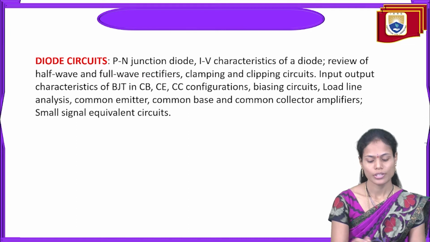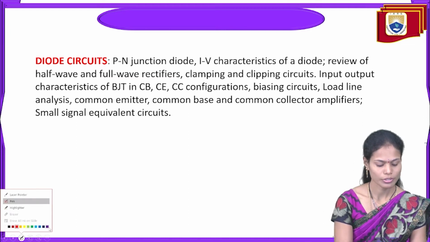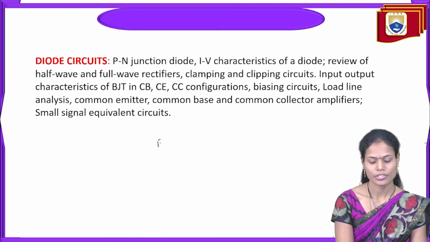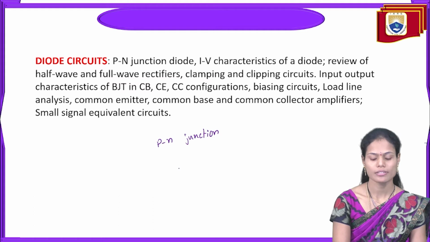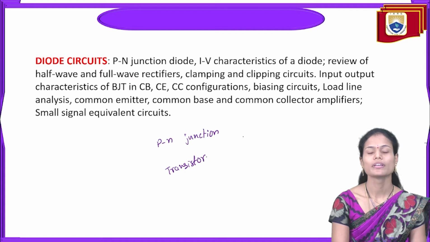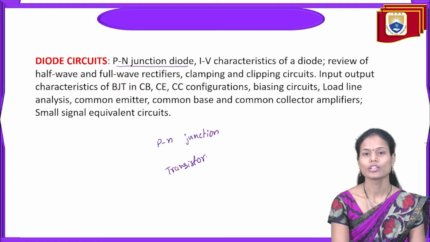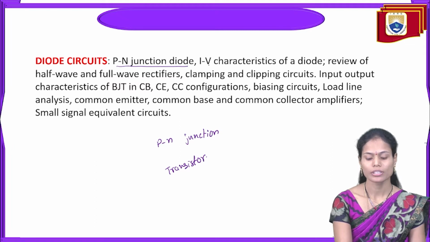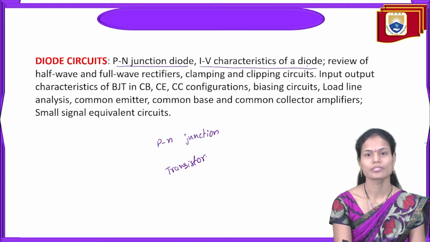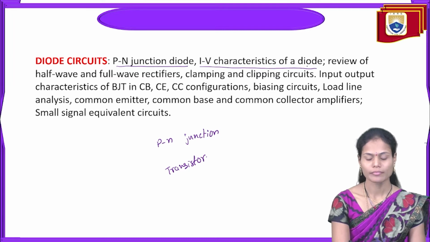We'll see now. Here in the first module, we are going to discuss the PN junction diode as well as the transistor. We have two parts in the first module, the PN junction diode and the transistor. In the PN junction diode, we will see what is meant by a PN junction diode, what the construction and operation of the PN junction diode are, and what the current-voltage characteristics of the diode are. And after that, we will see the applications of the diode.